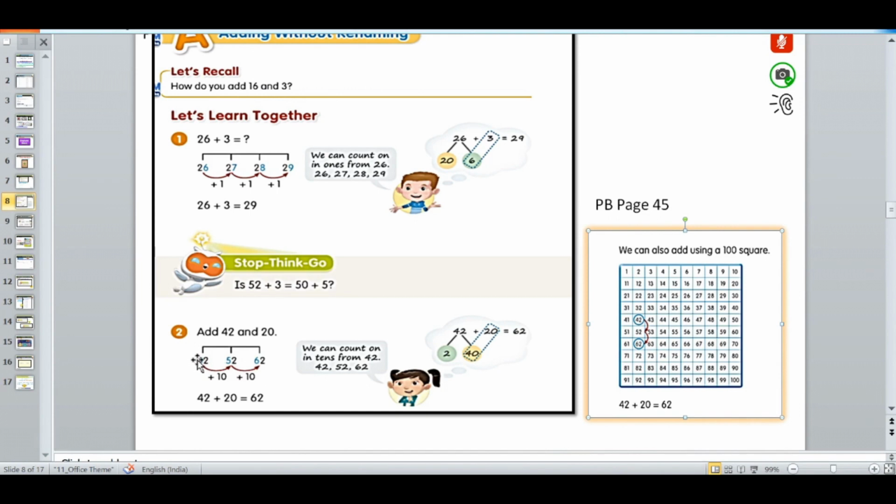Look here. This is the number line and we have written 42 on the number line. Now, we want to jump 2 times because we want to add 20 to this, isn't it? So we will jump 42, 52 and 62, right? You know that if we want to count in tens, we count vertically on the 100 square. You can use the 100 square also to add. Okay, look here, 42, 52 and 62. So if we want to add 42 and 20, we can use this method as well.